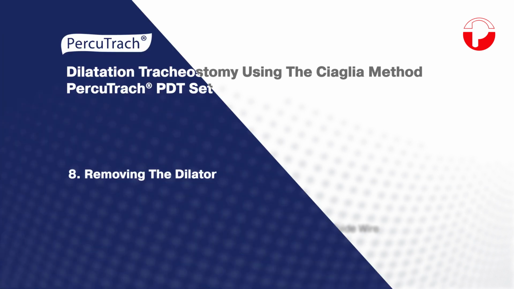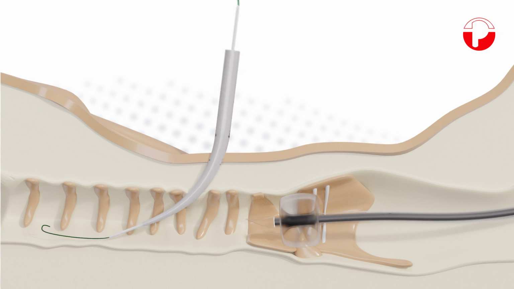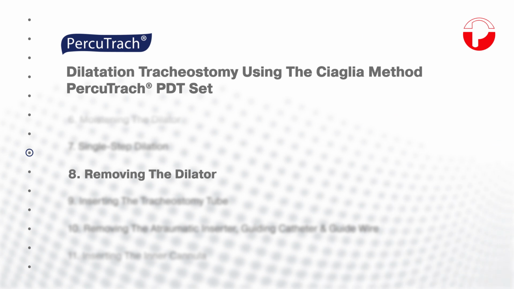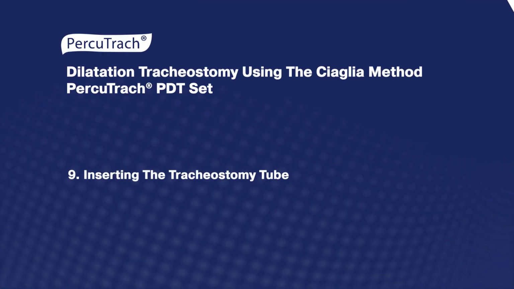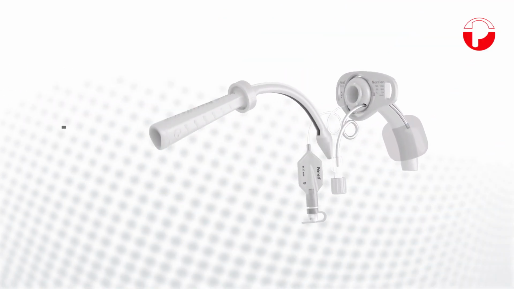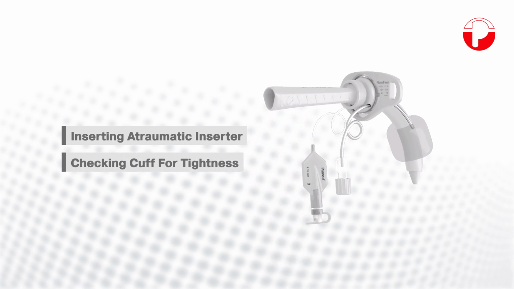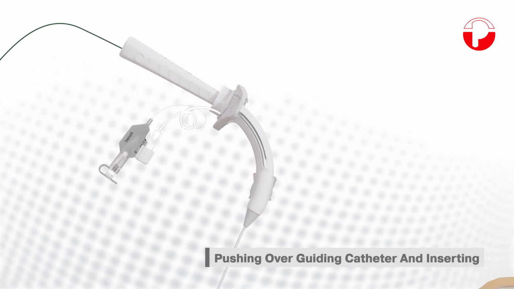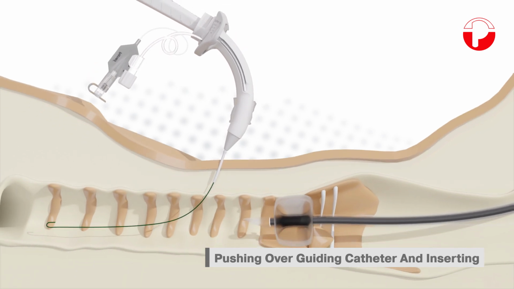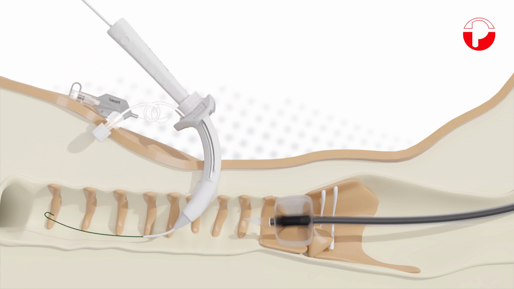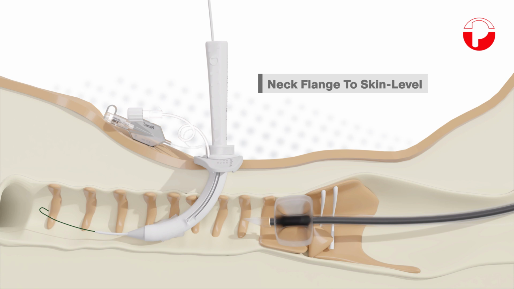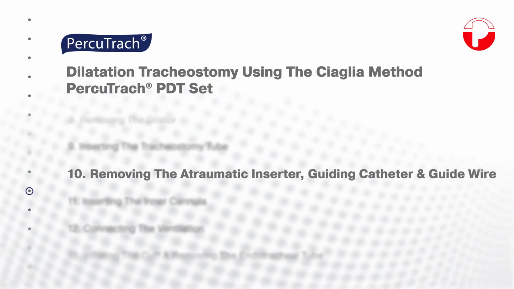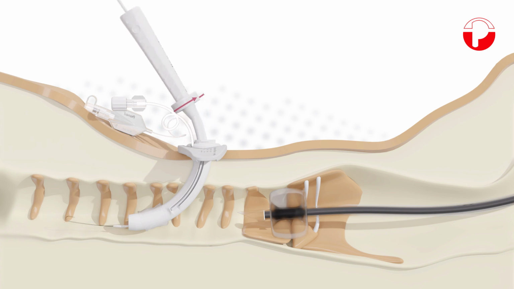Next, the dilator is removed. The guiding catheter and Seldinger guide wire remain in the trachea. Now the corresponding tracheostomy tube can be inserted. To do so, insert the atraumatic inserter into the outer cannula. The cuff, which has been checked for leaks, must be completely deflated and coated with the supplied lubricant to ease insertion. Via the guiding catheter and Seldinger guide wire, the ProLine tracheostomy tube can now be inserted into the trachea using the atraumatic inserter. First, up to the guiding catheter's safety lock, then together with the guiding catheter and guide wire until the tracheostomy tube flange has reached skin level. Next, the atraumatic inserter, guiding catheter and guide wire are withdrawn together in an arc movement.